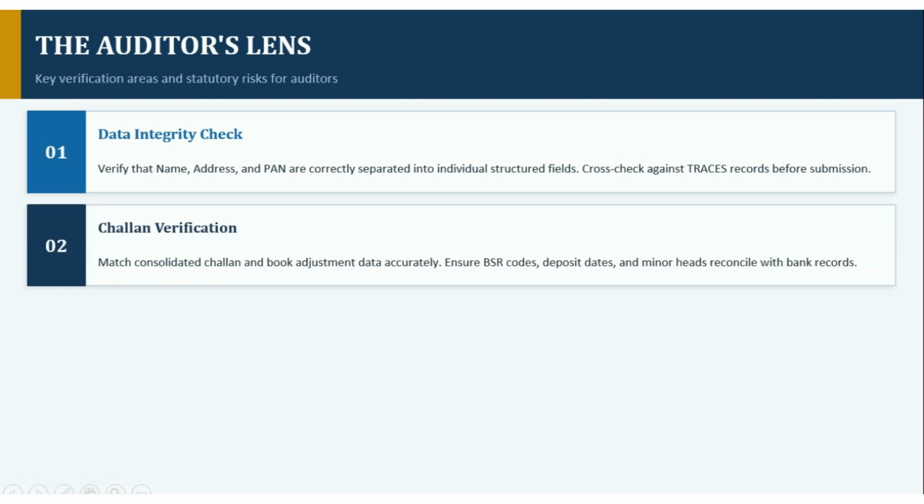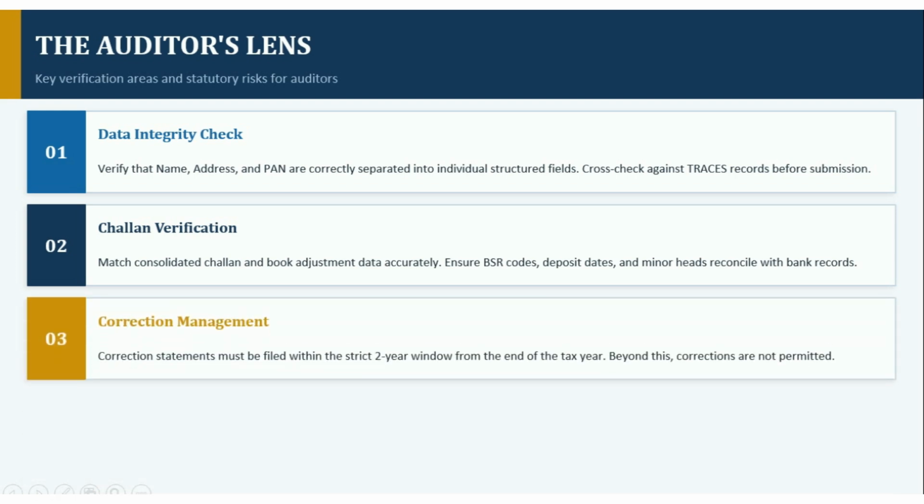Challan details and book adjustment data should reconcile correctly with bank records. Important fields such as BSR codes, deposit dates, and minor heads must be checked carefully. Third, correction management. Any correction statement must be filed within the prescribed 2-year timeline from the end of the relevant tax year. After this period, corrections are generally not allowed.